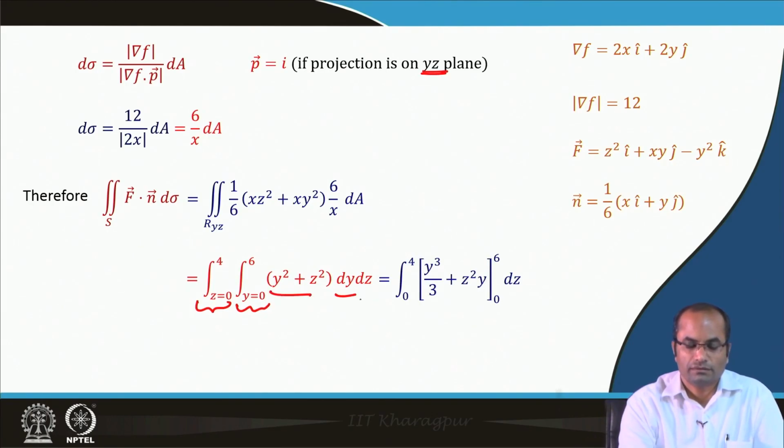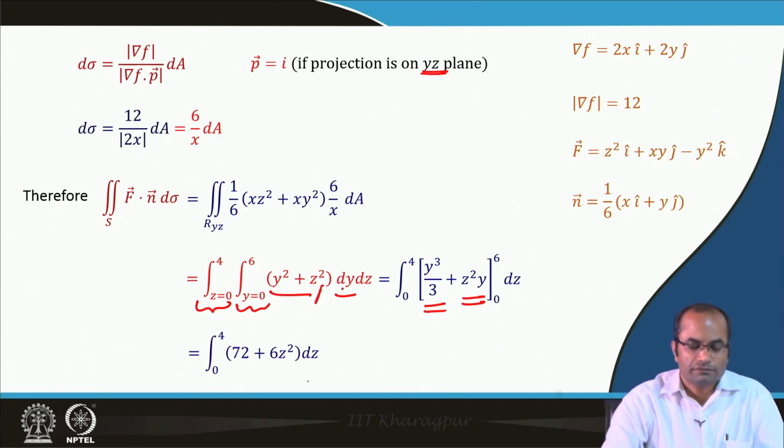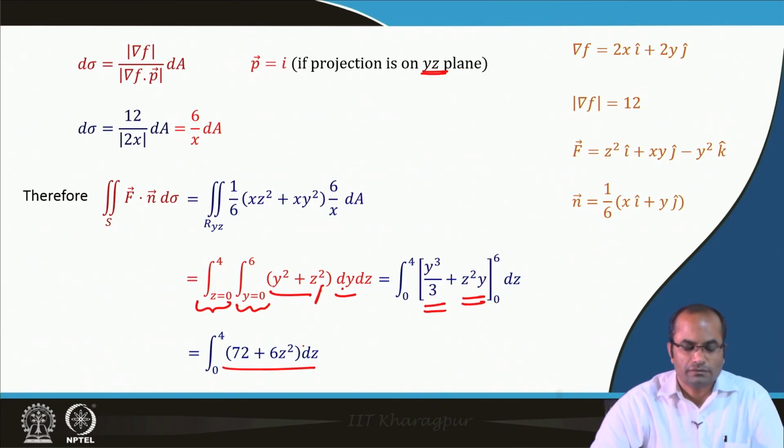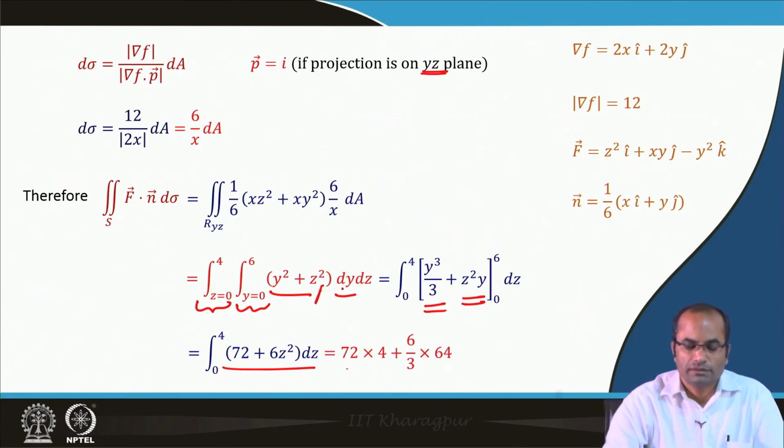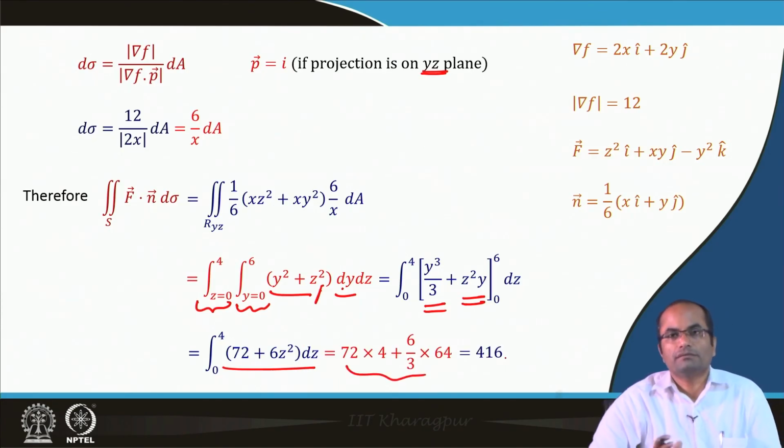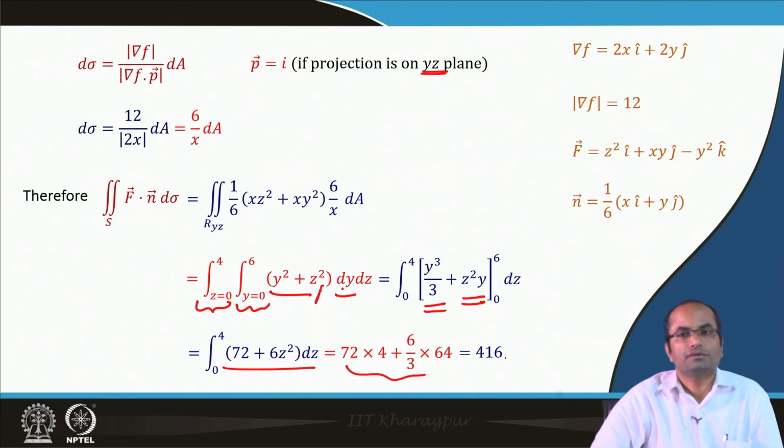So, with respect to y, we have y cube by 3, and then we have z square, and then y with respect to y. After this evaluation, we can then evaluate with respect to z, and finally we will arrive at the answer, which is 416 in this case.